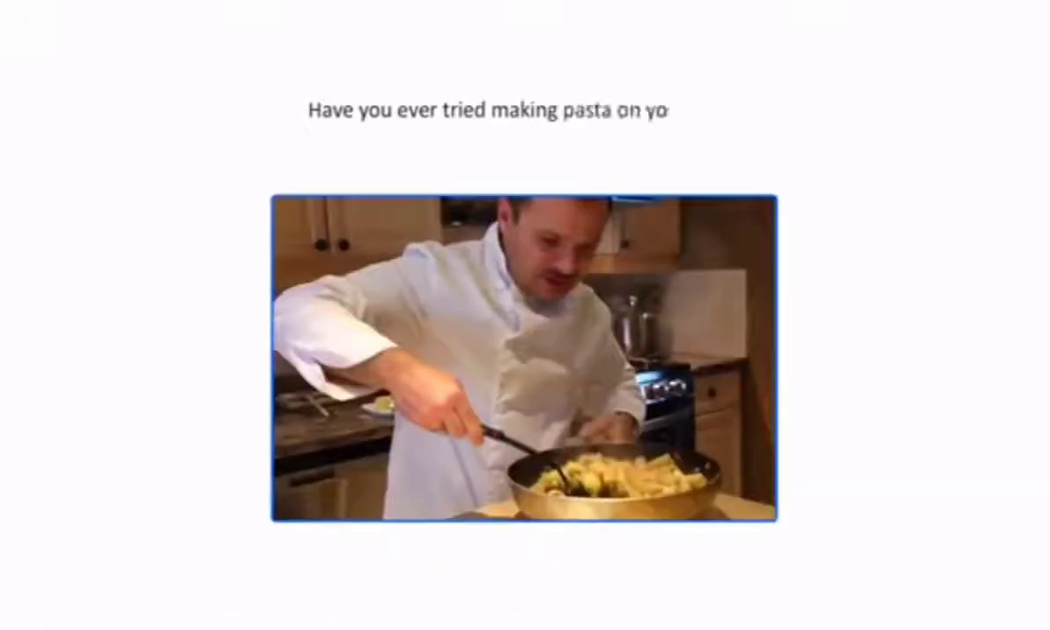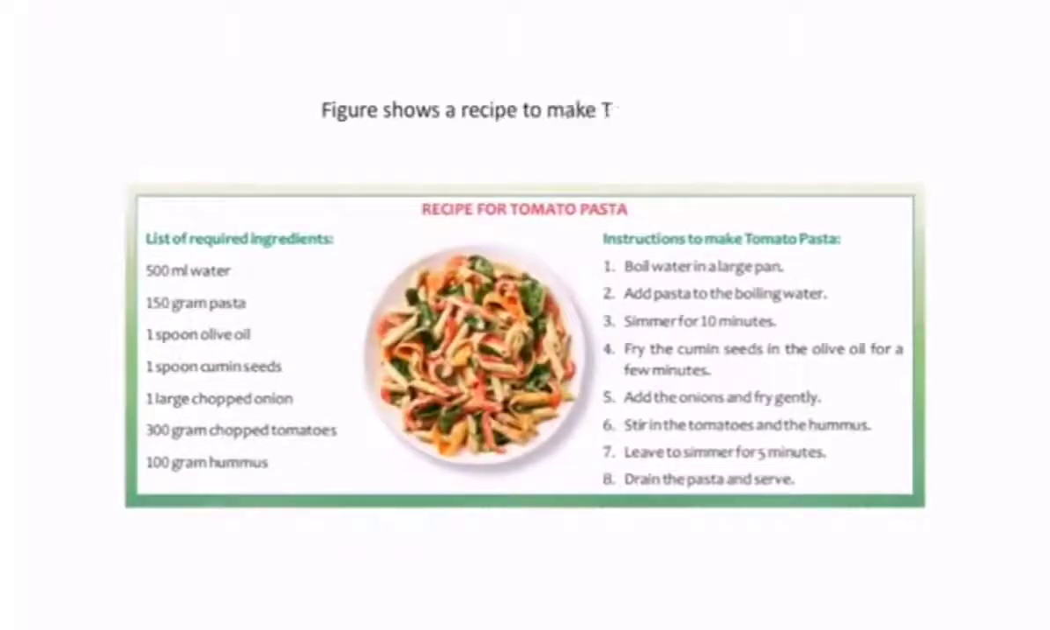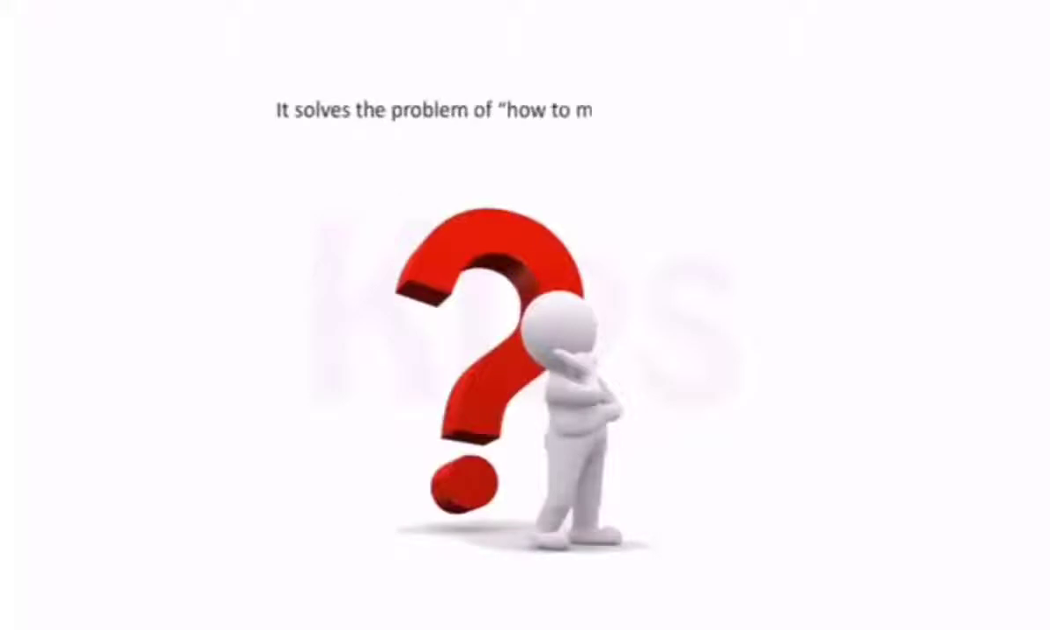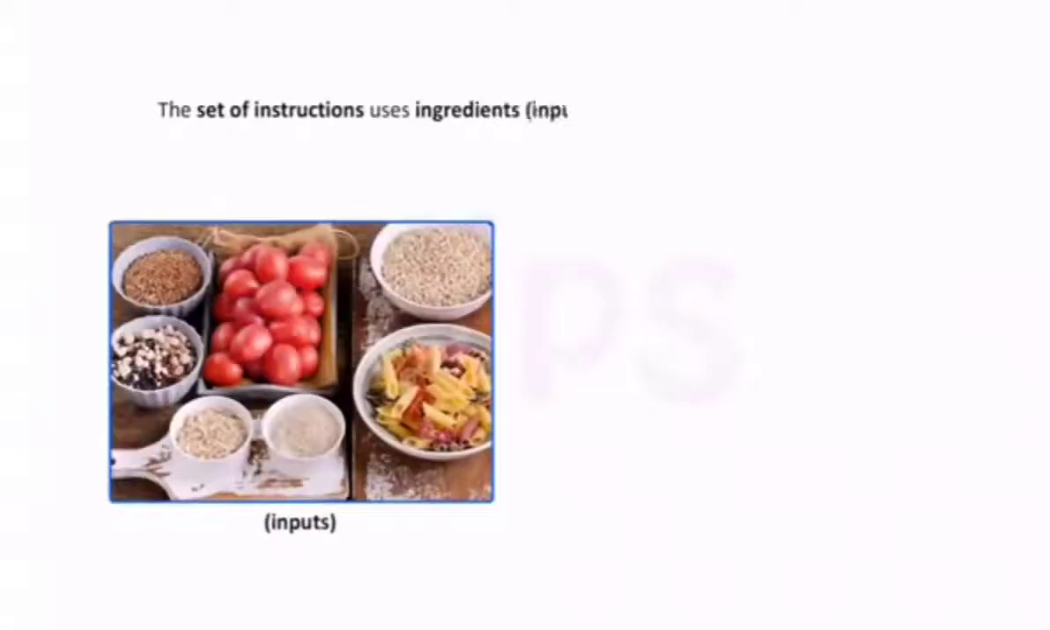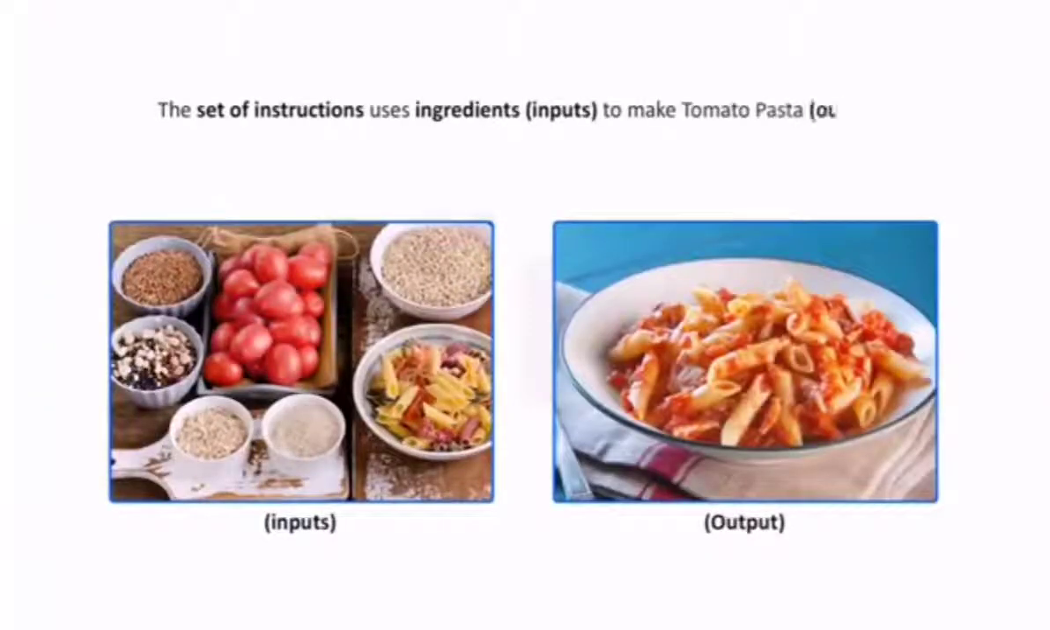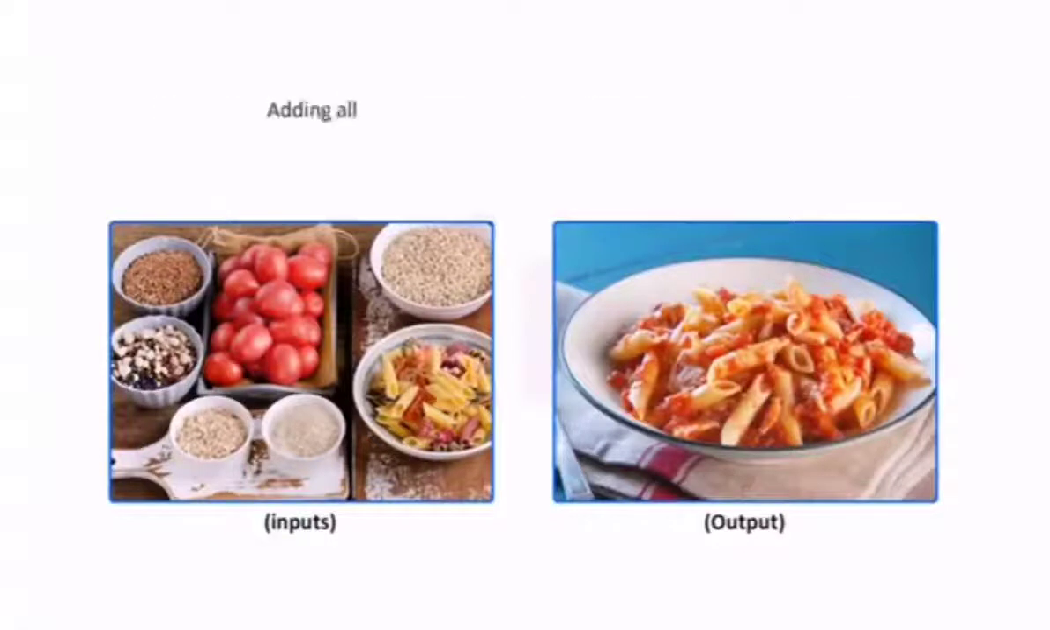Have you ever tried making pasta on your own? The figure 8.1 shows a recipe to make tomato pasta. Please refer to your book. It solves the problem of how to make tomato pasta. The recipe is a set of instructions on what to do, how to do and when to do it, right? The set of instructions uses ingredients, that is input, to make the tomato pasta, that is output.